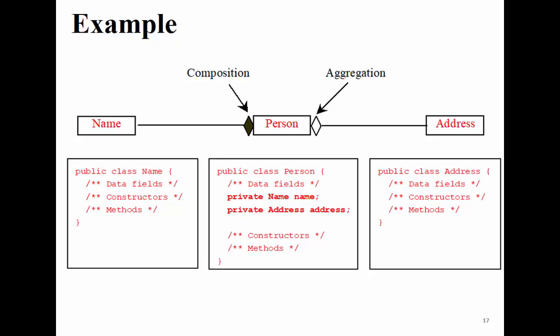Now, what we mean by composition: the person cannot share his name. I cannot give you my name and allow you to change my name. That is my ownership. This is my name. I own it. You cannot change my name. But I can change my address.